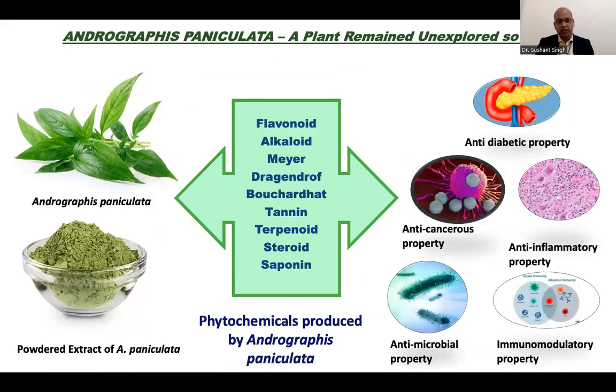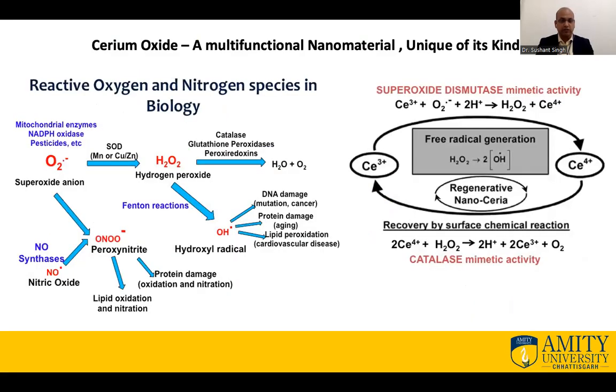In a similar direction, we are using the Andrographis paniculata plant, a traditional plant of Chhattisgarh state, for its different health benefits, where it is used for anti-diabetic, anti-cancer, anti-inflammatory, antimicrobial, and immunomodulatory properties. So what we are conducting right now is that we are using waste material of rice husk, the green material of this Andrographis paniculata plant, and a nanotechnology-based cerium oxide multifunctional nanomaterial for its antioxidative properties. We all know that ROS, reactive oxygen species, is the root cause of most diseases, including DNA damage, mutation, cancers, protein damage, hydroxyl radicals, and cardiovascular diseases.